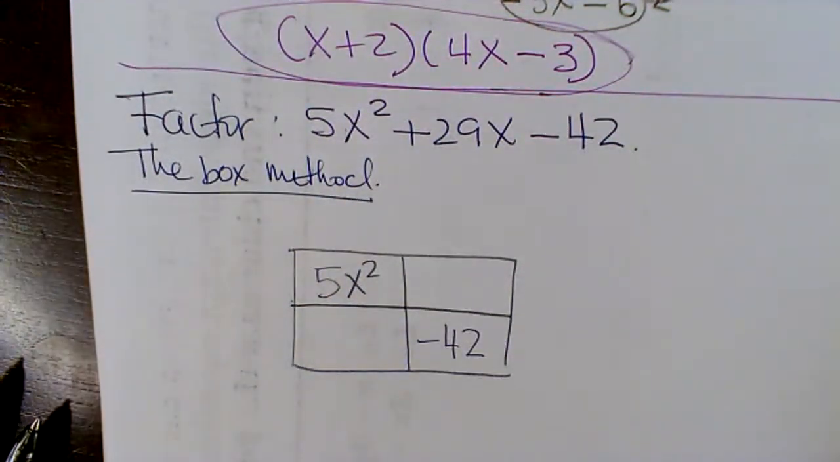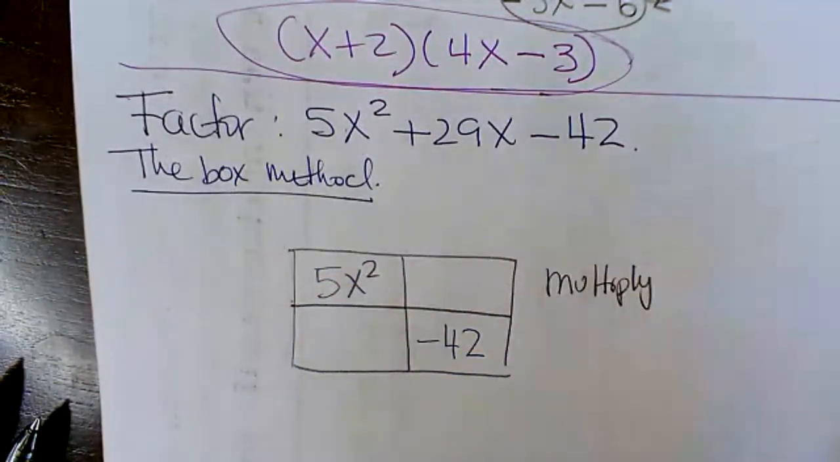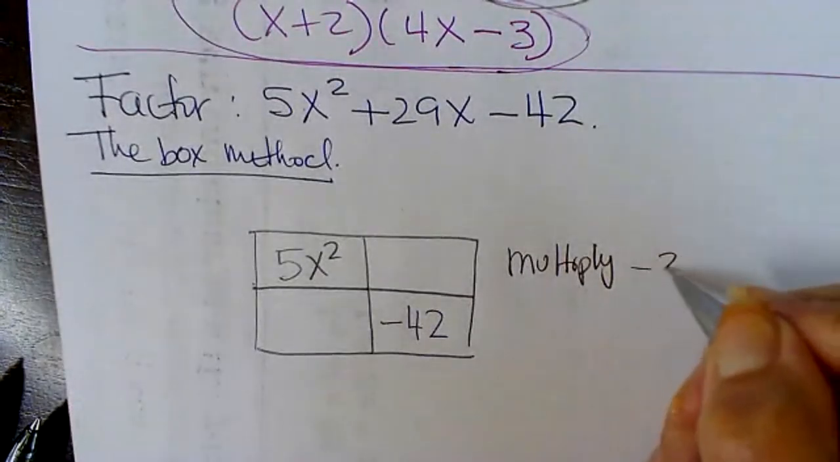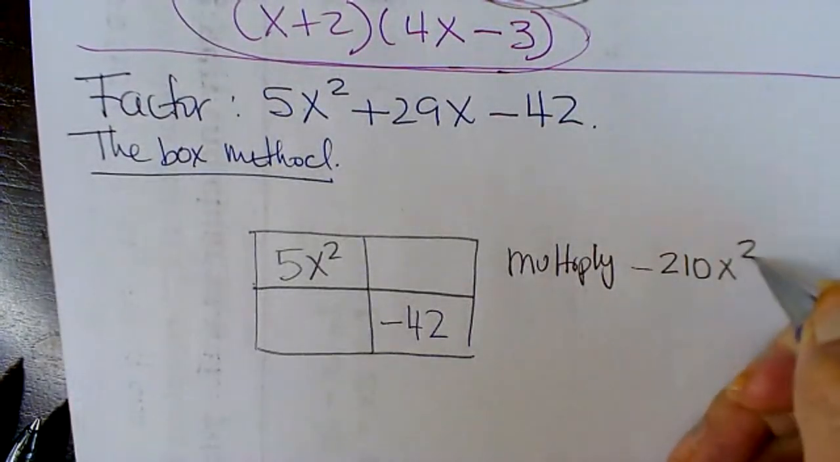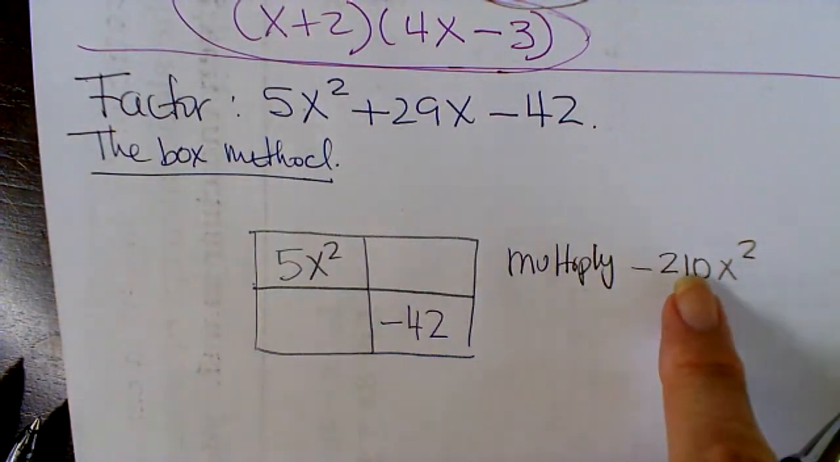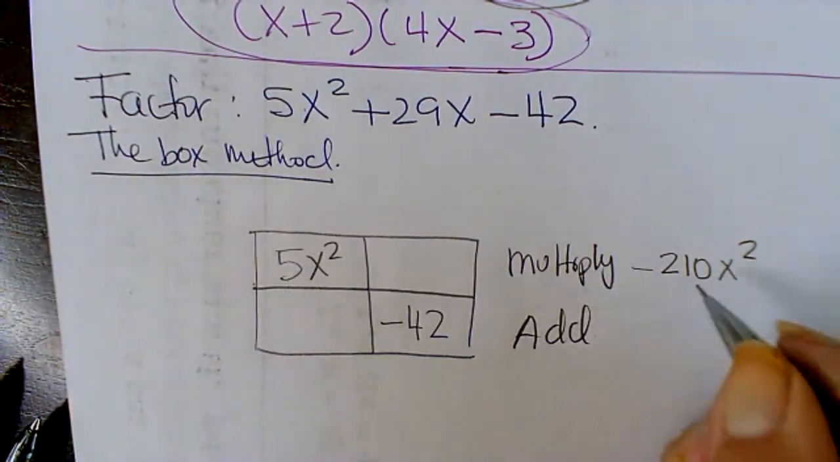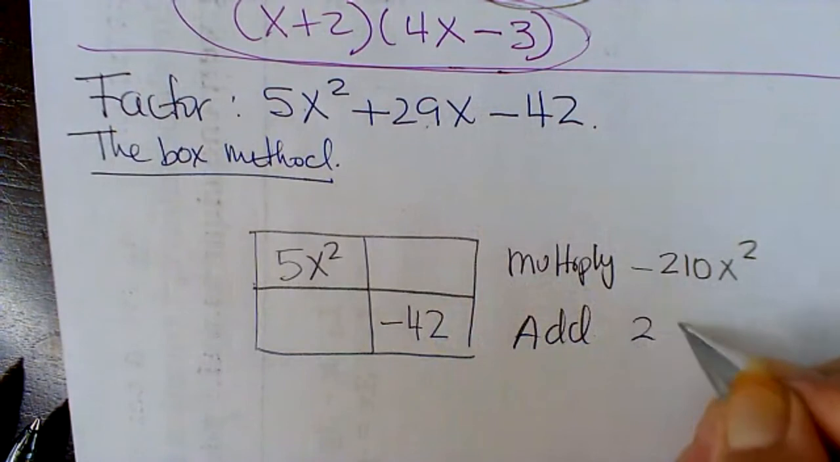Okay, so we're going to multiply this one times this one. So what do we get? Negative 210x squared. So we need to find two numbers that, when we multiply, we get negative 210, and when we add them, we get 29x.